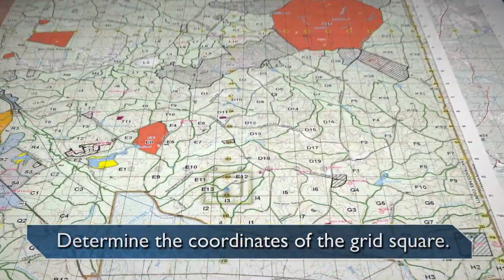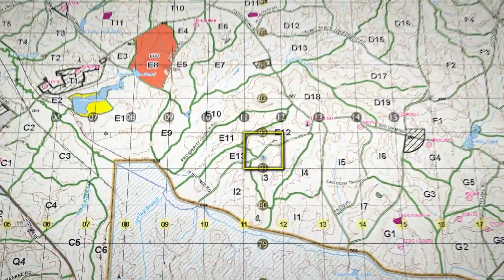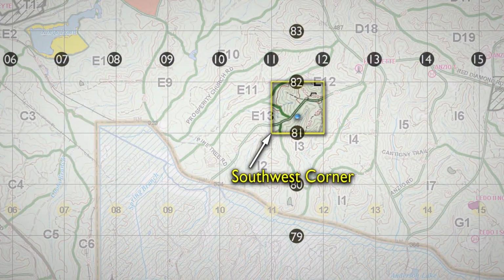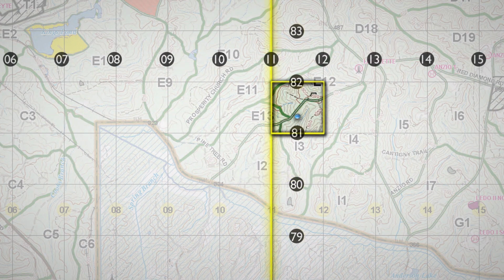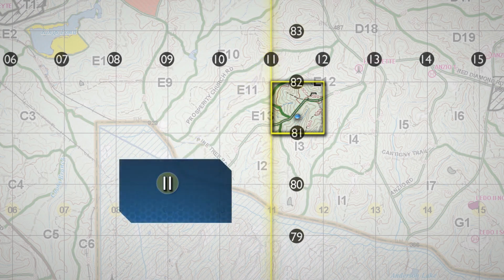Select the grid square that contains the identified point on the map. Always begin your reading from the southwest corner. Read the north-south grid line that precedes the desired point, and record the number associated with that line. Read the east-west grid line that precedes the desired point. Record the number associated with that line.